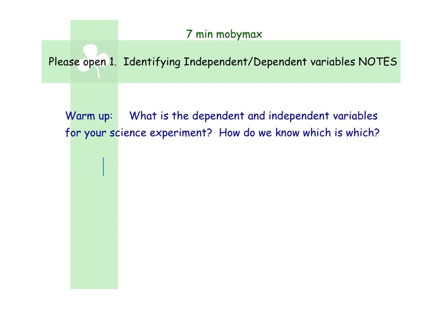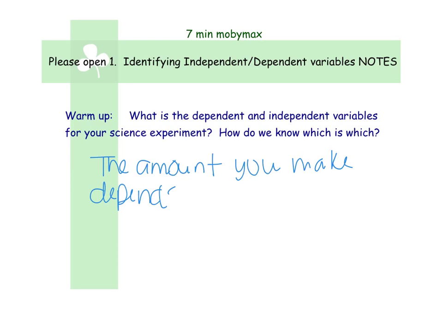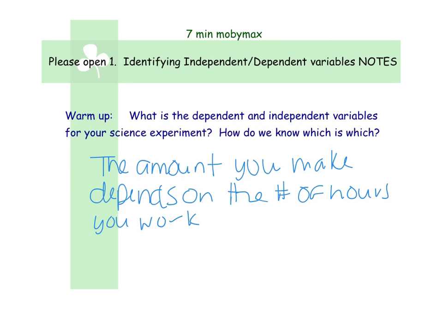make a statement saying something like if your two variables were the amount you made and the number of hours you work, we could say the amount you make depends on the number of hours you work. So therefore, the number of hours would be the independent variable, because the amount you make depends. So your pay would be the dependent variable.